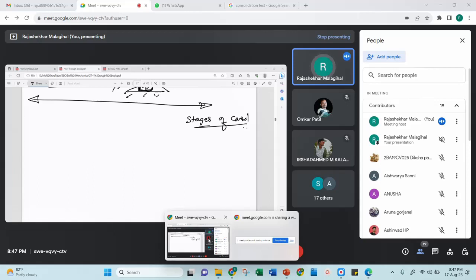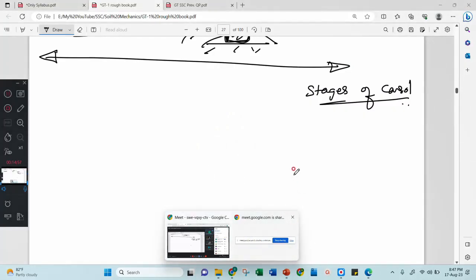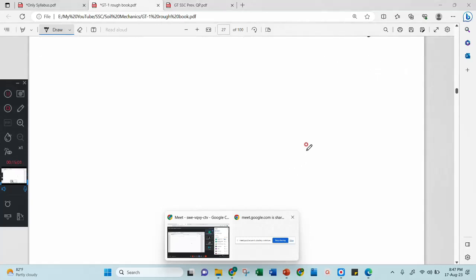Now we will understand the consolidation test, and then this chapter will end. I always tell you that this is a very interesting chapter, interesting for competitive exams and also for GATE. Wherever you go, geotechnical means consolidation.